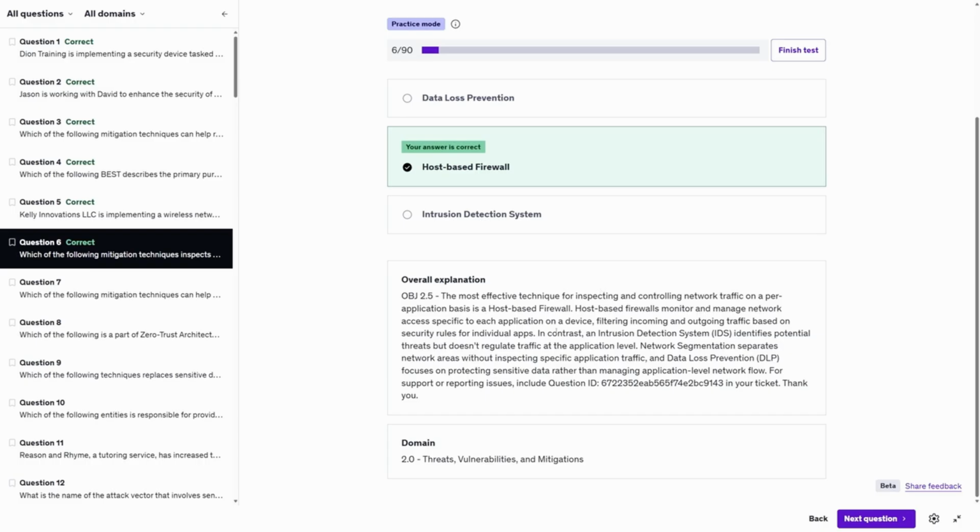In contrast, an intrusion detection system, or IDS, identifies potential threats but doesn't regulate traffic at the application level. Network segmentation separates network areas without inspecting specific application traffic. And data loss prevention focuses on protecting sensitive data rather than managing application-level network flow.